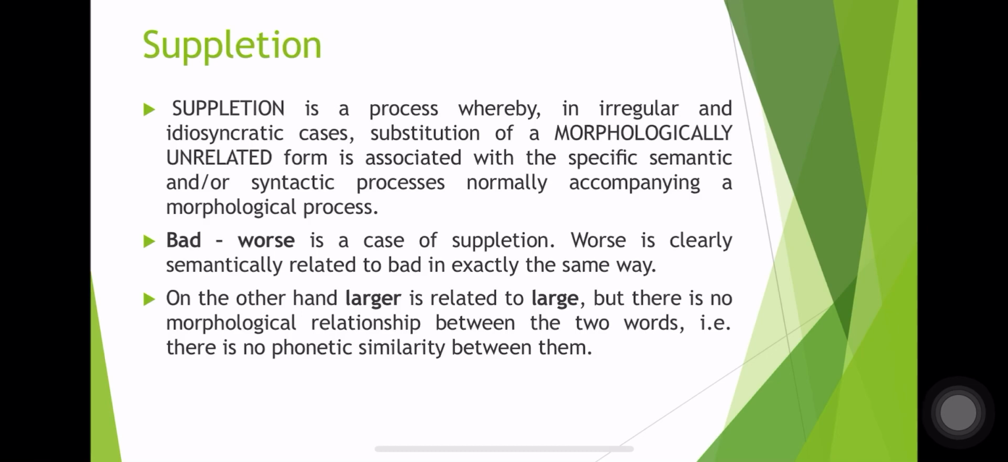And then suppletion. Suppletion is a process whereby, in irregular and idiosyncratic cases, substitution of a morphologically unrelated form is associated with the specific semantic and or syntactic process normally accompanying a morphological process. For example, the words bad and worse are a case of suppletion. Worse is clearly semantically related to bad in exactly the same way as larger is related to large, but there is no morphological relationship between the two words. For example, there is no phonetic similarity between them.